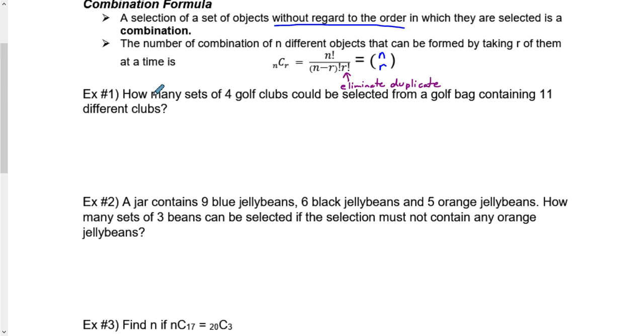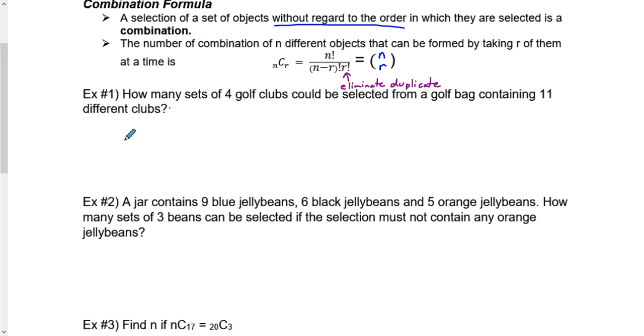Okay. So example 1 is: how many sets of 4 golf clubs can be selected from a golf bag containing 11 different clubs? The first question you have to ask yourself is, does the order matter? Does the order that you select these 4 golf clubs really matter? Does it matter whether you pull out the putter, then the driver, then the wedge, then the iron, or iron, then wedge, then putter, then wood? No, it doesn't. So the only thing that changes is instead of having nPr, you're just going to use nCr.